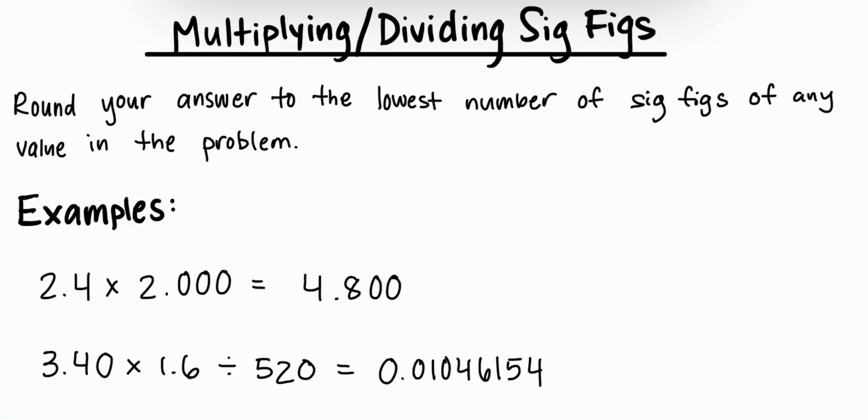Alright, let's look at the rules for multiplying and dividing with sig figs. So you're going to round your answer to the lowest number of sig figs of any value in the problem. So let's look at a couple examples.